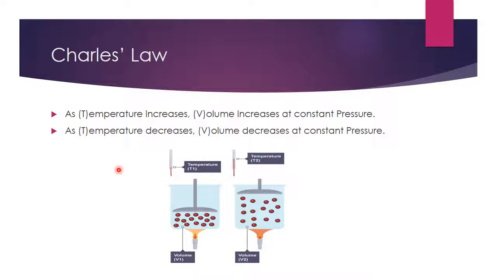So now on to Charles' law. And Charles' law is, as the temperature increases, volume increases at constant pressure, or as the temperature decreases, the volume decreases at constant pressure. So if we look at the picture, you can see that the temperature has decreased and the volume has decreased because you can see that these particles are pretty close together. If we move to the right, you can see we've increased the temperature and that has increased the volume. So now these particles have more room to move around.